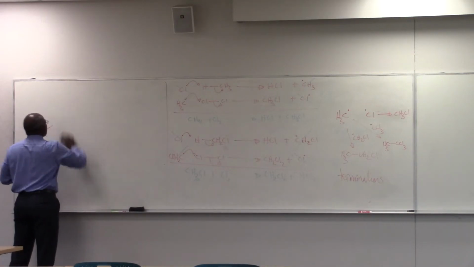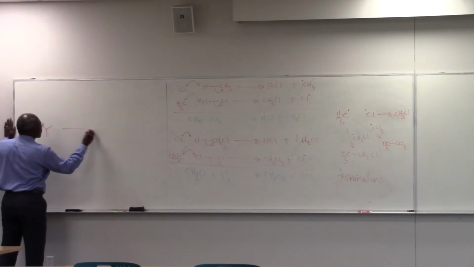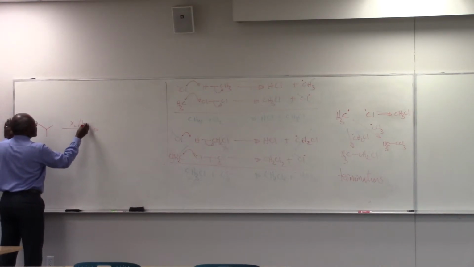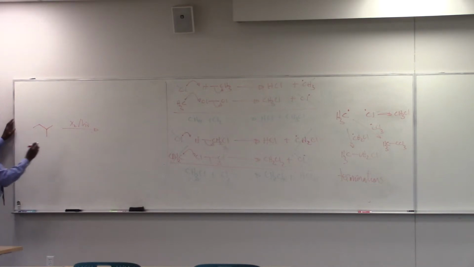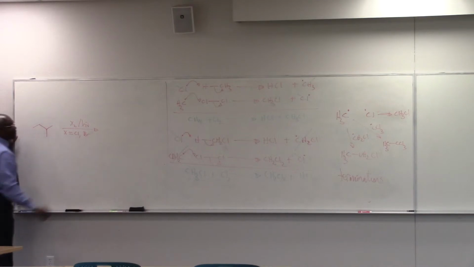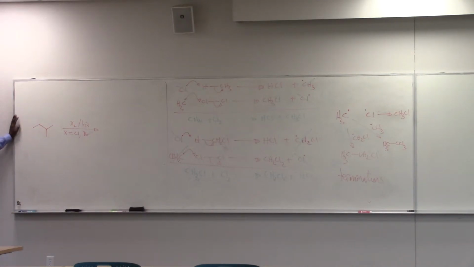If I treat this compound with halogen and light, so X2 is the halogen. Again, in this case, X is either chlorine or bromine. Fluorine is entirely too reactive and misbehaves badly. Iodine is entirely too unreactive, and you don't get much chemistry at all. So for this particular set of reactions, we're only interested in chlorine and bromine.